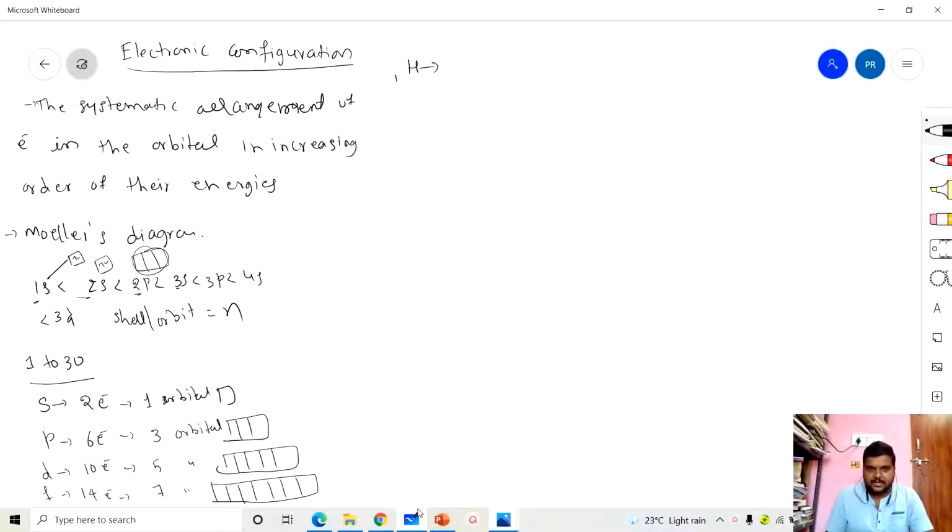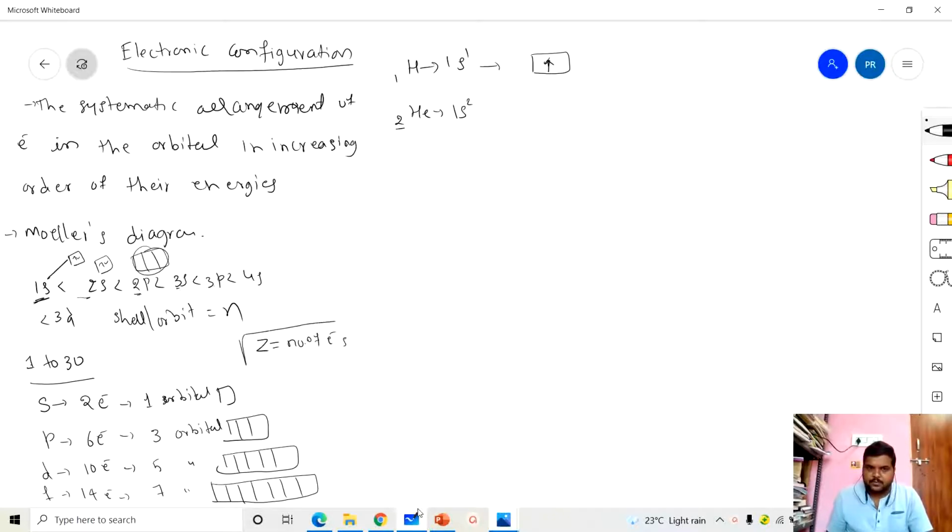First, hydrogen, atomic number 1. Which has the lesser energy? 1s. So the electron goes to 1s1, and we represent it in the orbitals. One electron means 1 arrow. This indicates 1 electron. Next, helium: 1s2, 2 electrons. So atomic number Z is equal to the number of electrons.